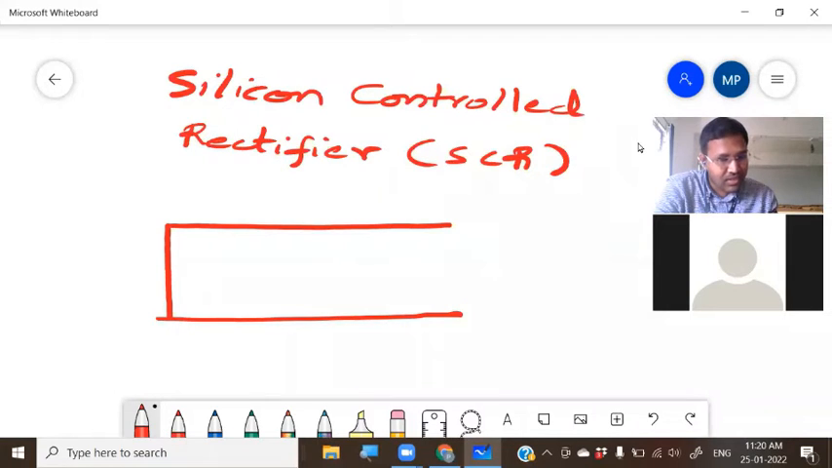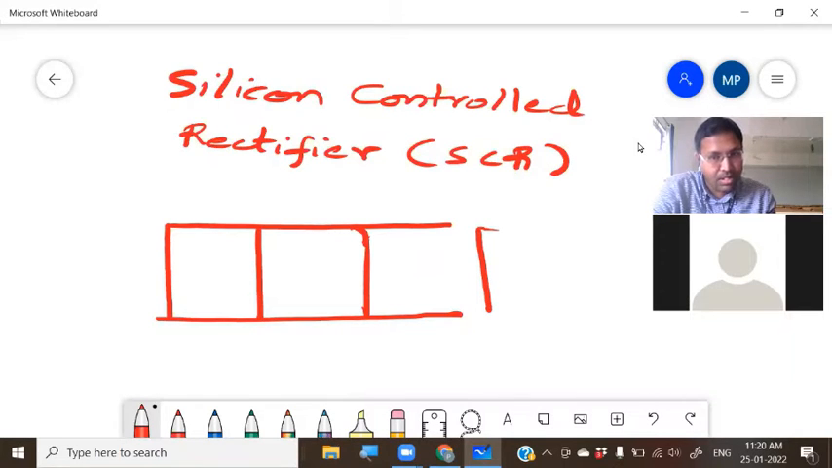We have four regions, P N P N. Total four regions. First region, and then the second region, and then the third region, the fourth. Let me join this.